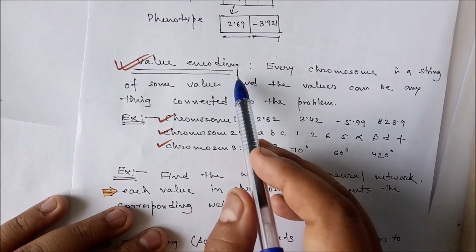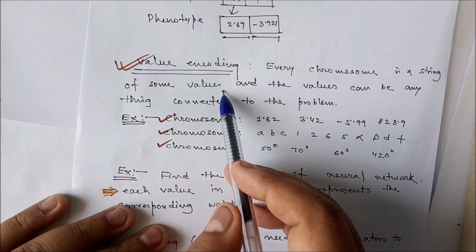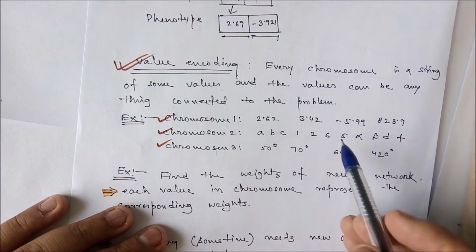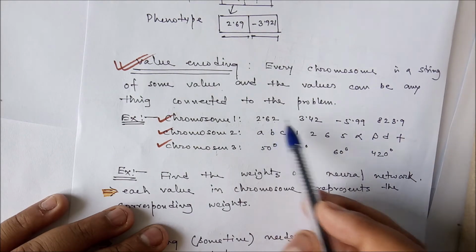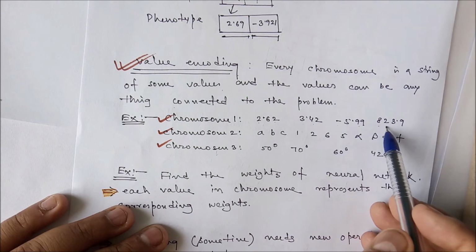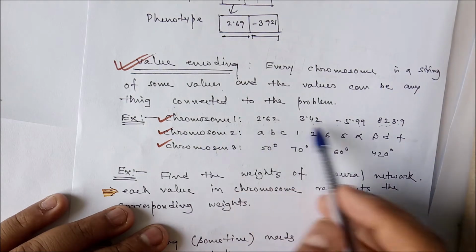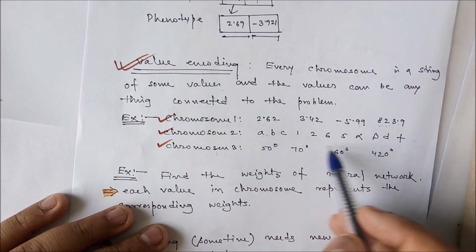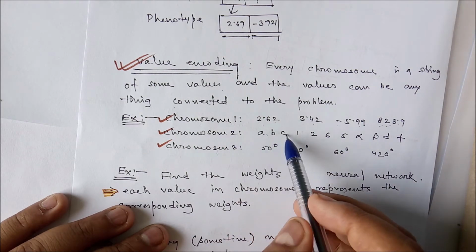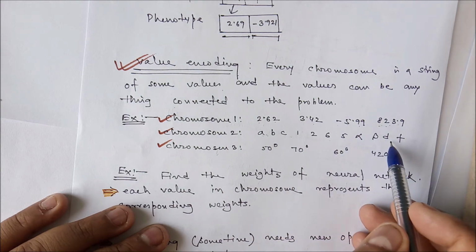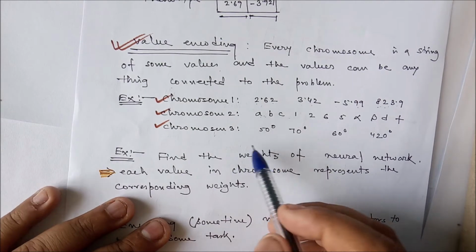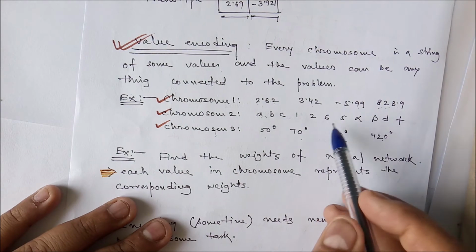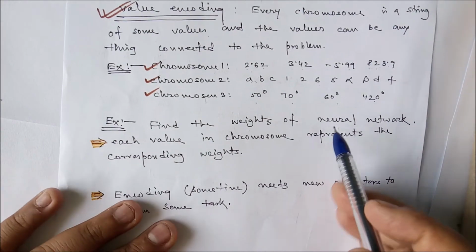Now similarly, value encoding is also there. Every chromosome is a string of some values, and the values can be anything connected to the problem. So three individuals are there. In these individuals, the solution may be 2.62, 3.42, minus 5.99, 823.9, or the parameters. So here how many parameters are there? Say 1, 2, 3, 4. Similarly in another problem, the parameters may be like this: ABC 1 to 6, 5, alpha, beta, D, F. And in the third solution, the solution may be 50, 70, 60, 420. Okay, so we can use any values to solve the problem.